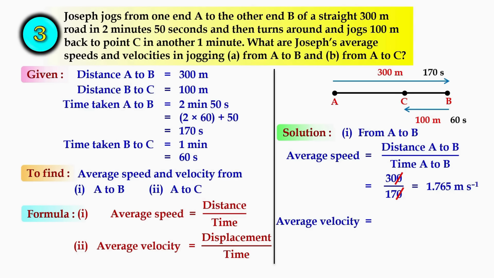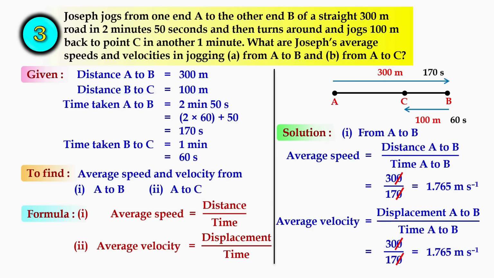Now let us find the average velocity. Since the motion from A to B is along a straight line, the displacement is also 300 meters. Average velocity is displacement divided by time, so the value is also about 1.765 meters per second.